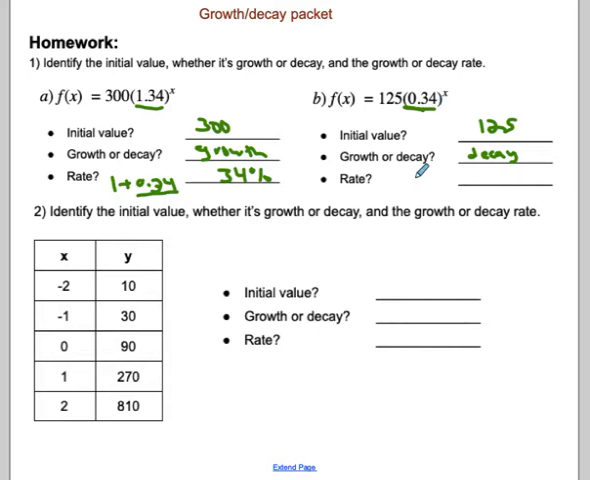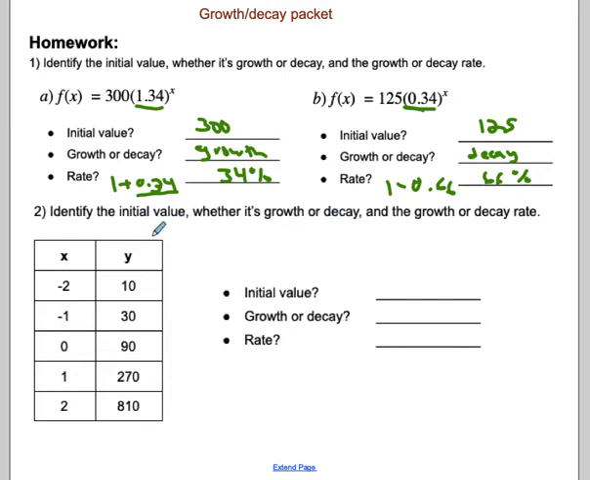So how can I find that difference from 1? What would I have to subtract from 1 in order to get to 0.34? That'd be 0.66. So that difference from 1 is your percentage. So this is a 66% decrease.